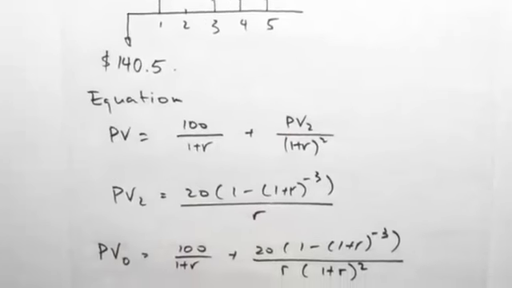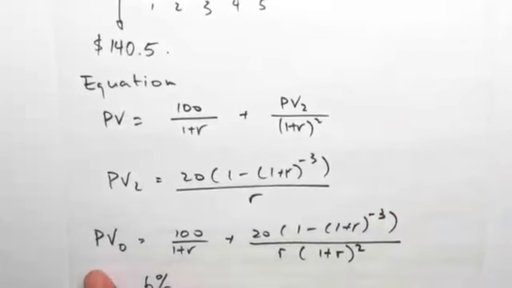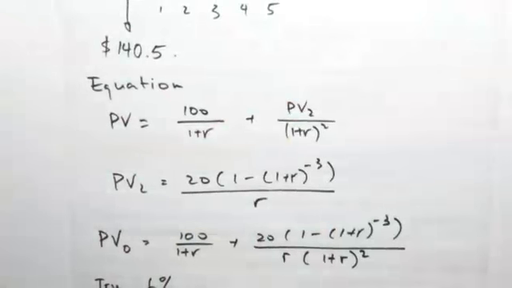Okay, if I substitute this into the first equation, we can rewrite this entire thing such that the present value equals 100 divided by 1 plus r, plus 20 bracket 1 minus 1 plus r to the minus 3 over r, times 1 plus r squared. Once we get to this point, all we're going to do is try two interest rates, and hopefully one interest rate will be higher than the 140.5 and one lower than the 140.5 that we're looking for.